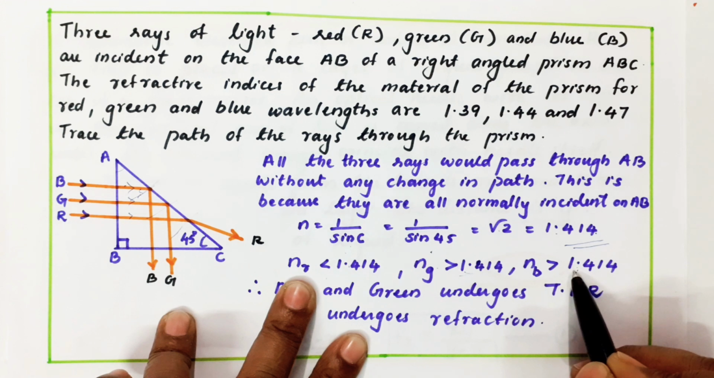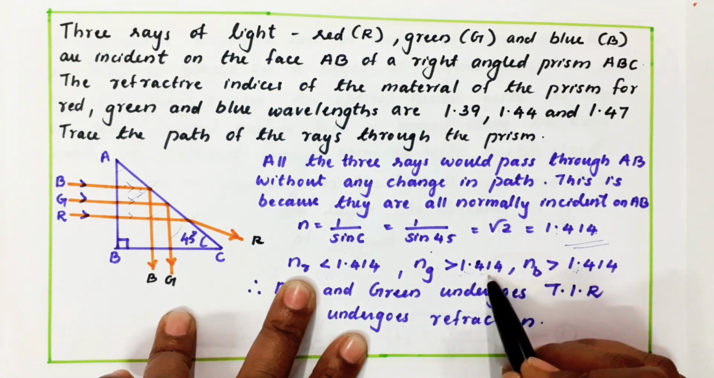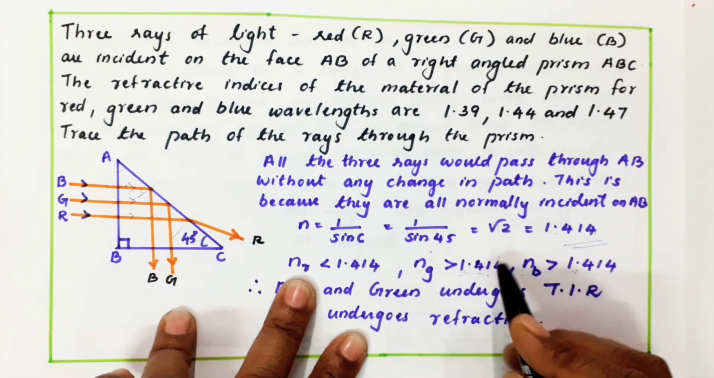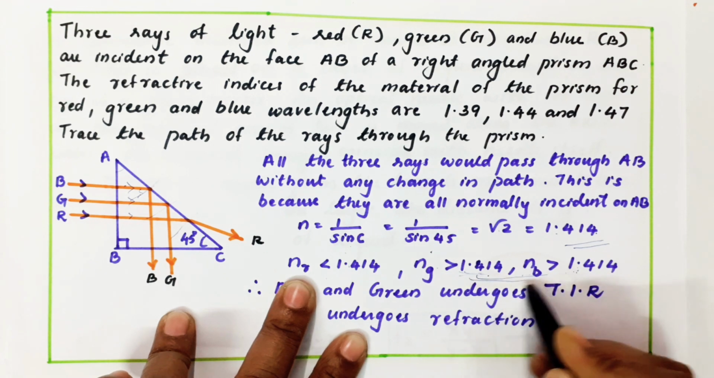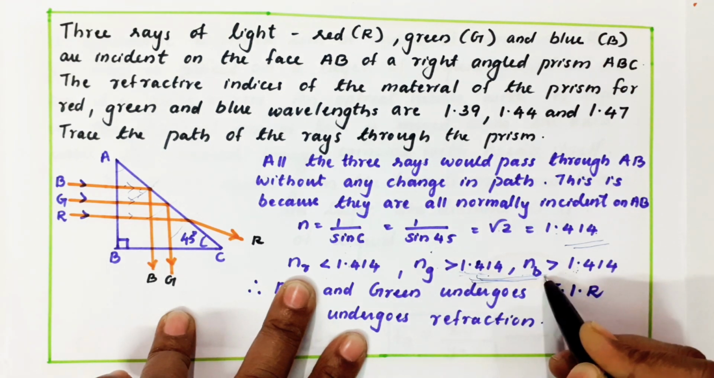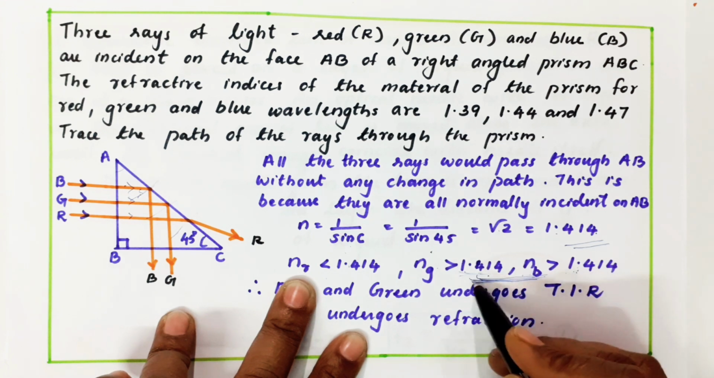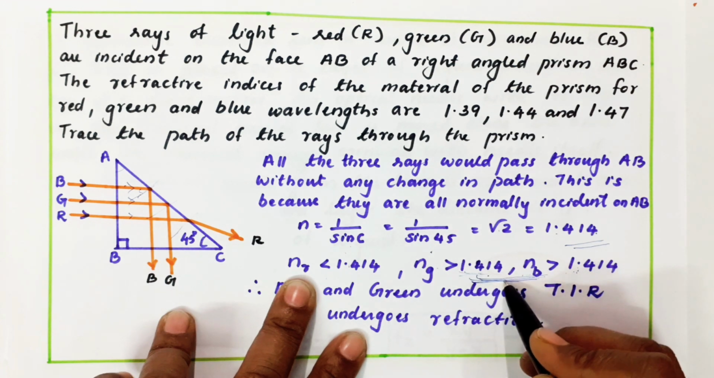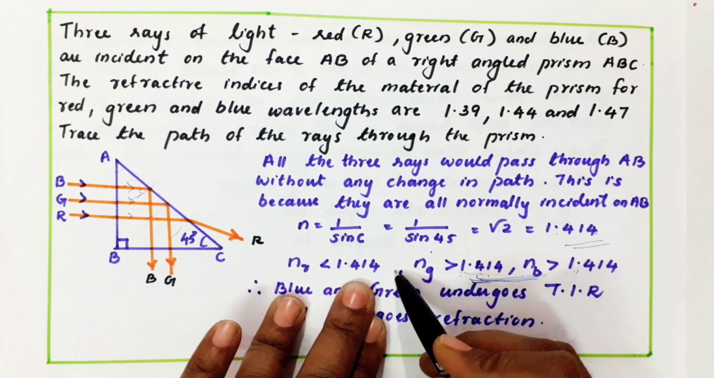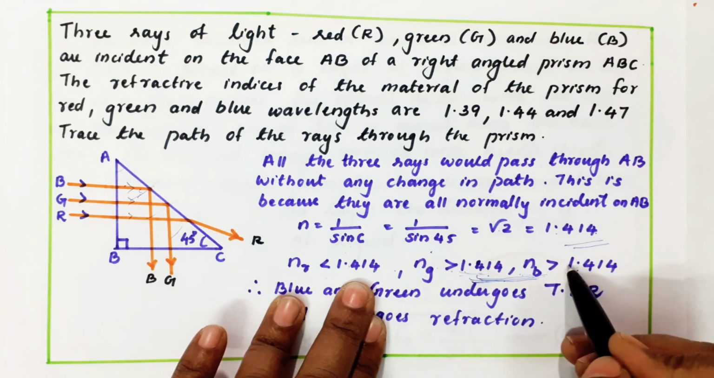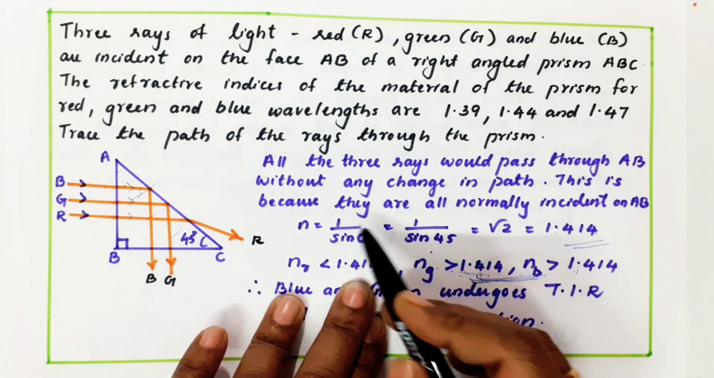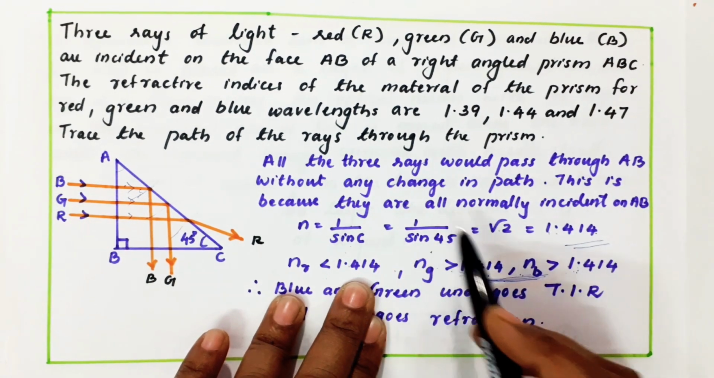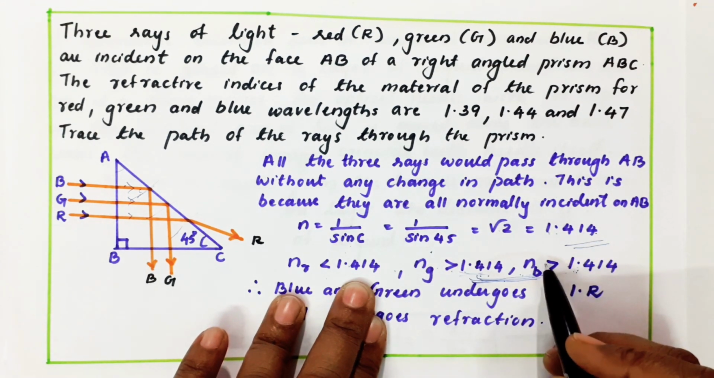Refractive index is greater means what will happen? Their critical angle will be lesser. Their critical angle for green and blue will be lesser than the angle of incidence in this case, or their critical angle is lesser than 45 degrees, you can tell. Okay, so according to this, I understood that the green color and blue color refractive index is greater than the refractive index of the material, or like n is equal to 1 by sin c, I got it as 1.414.